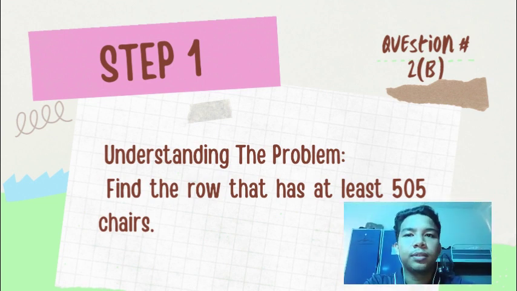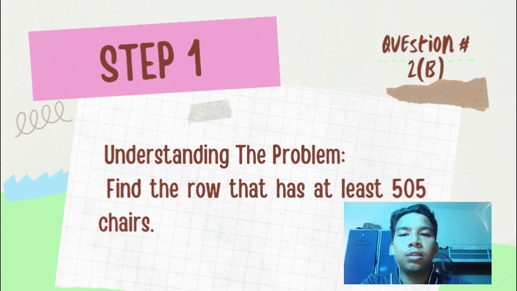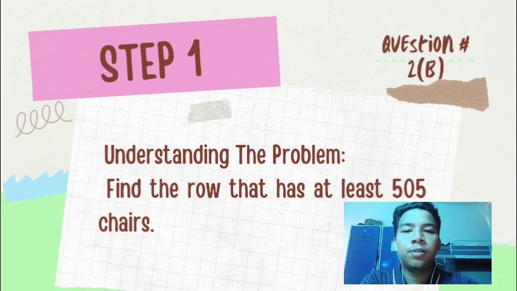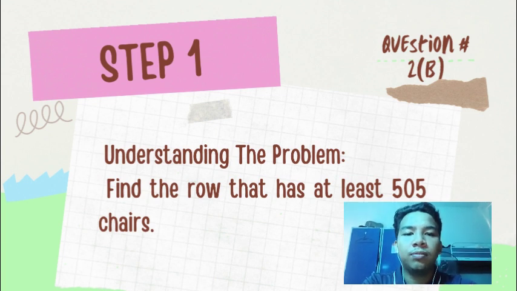Question B. Step 1 is we need to understand the problem. The problem is we need to find the row that has at least 505 chairs.